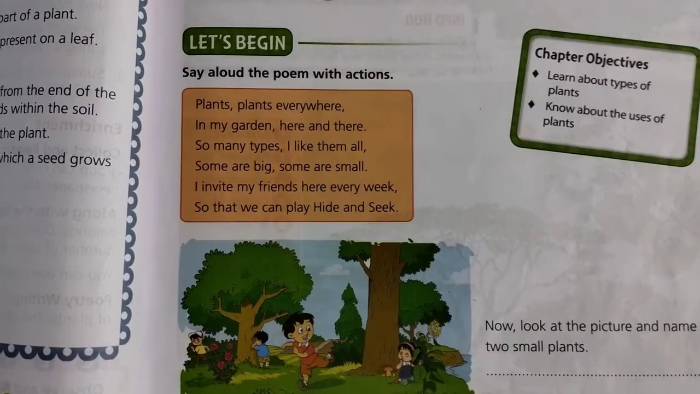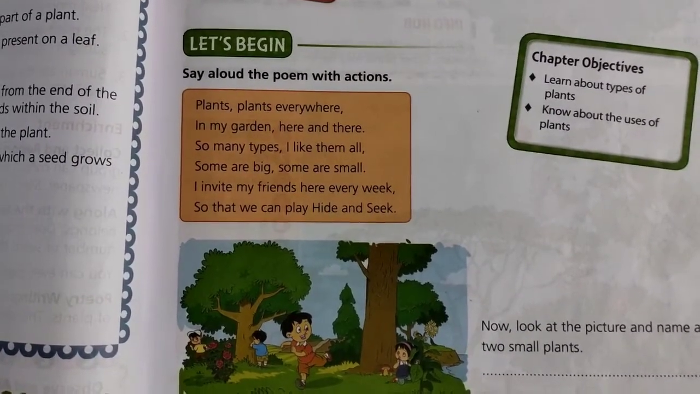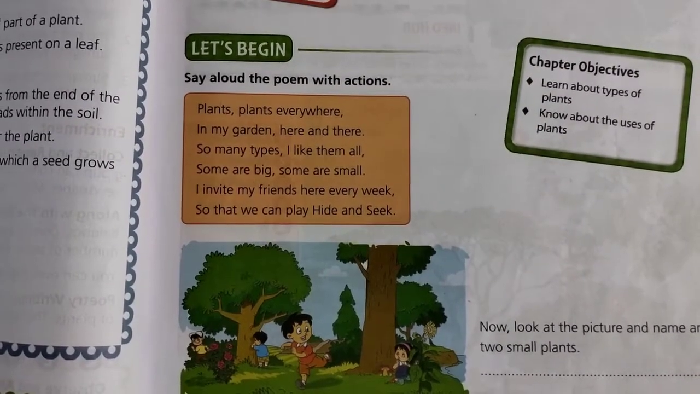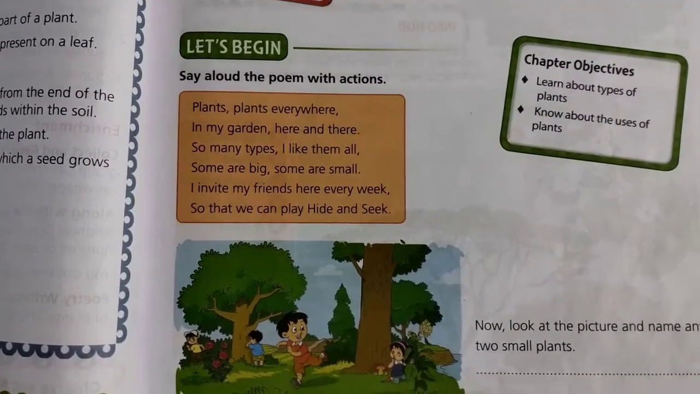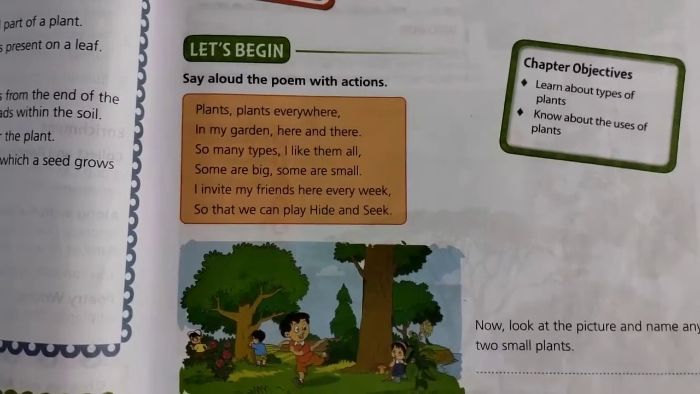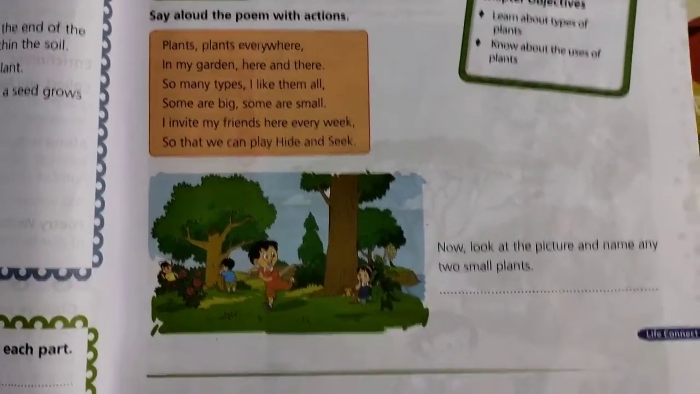Plants everywhere in my garden, here and there. So many types, I like them all. Some are big, some are small. I invite my friends here every week so that we can play hide and seek. So this is a beautiful poem given in your book about the plants.